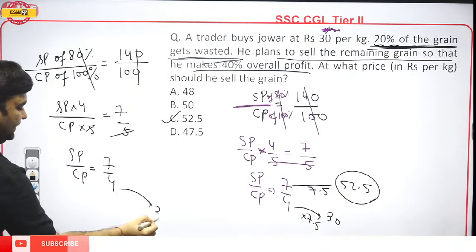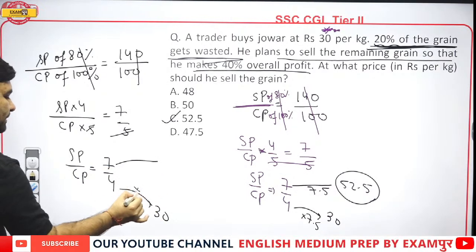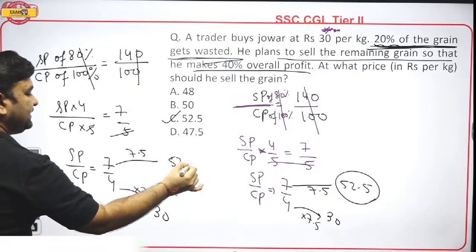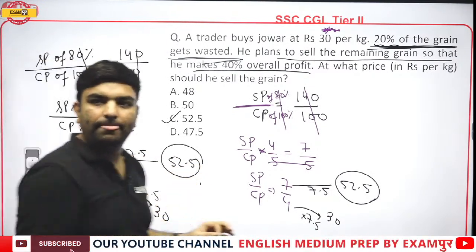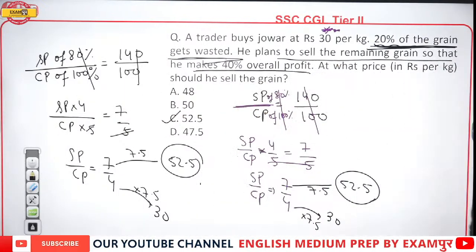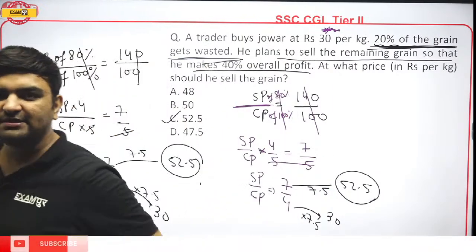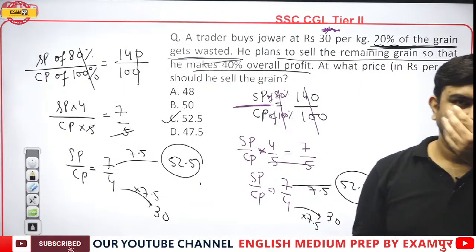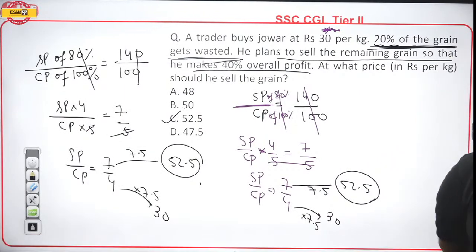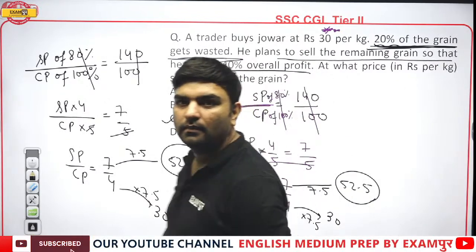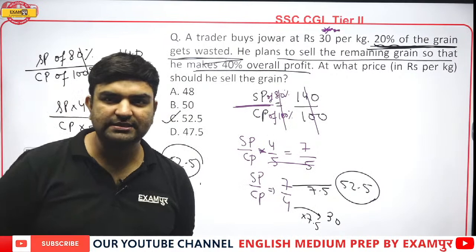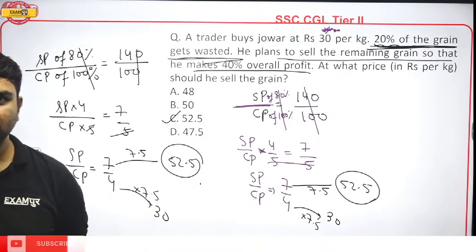4 is given as 30, so 7 is going to be 52.5. Is it absolutely perfect, bacha? I've done it twice, for your better understanding. We have done it twice, isn't it? Absolutely great.